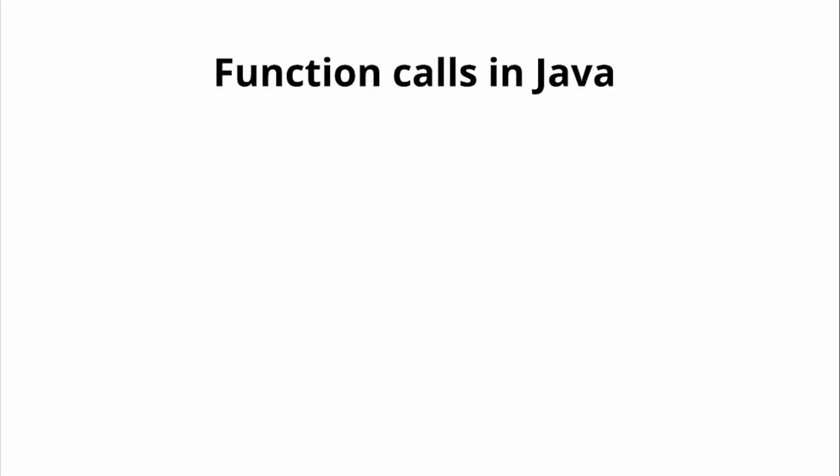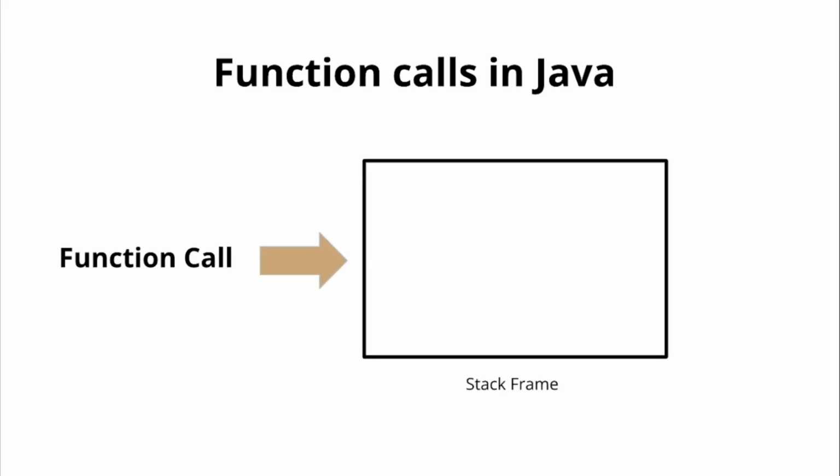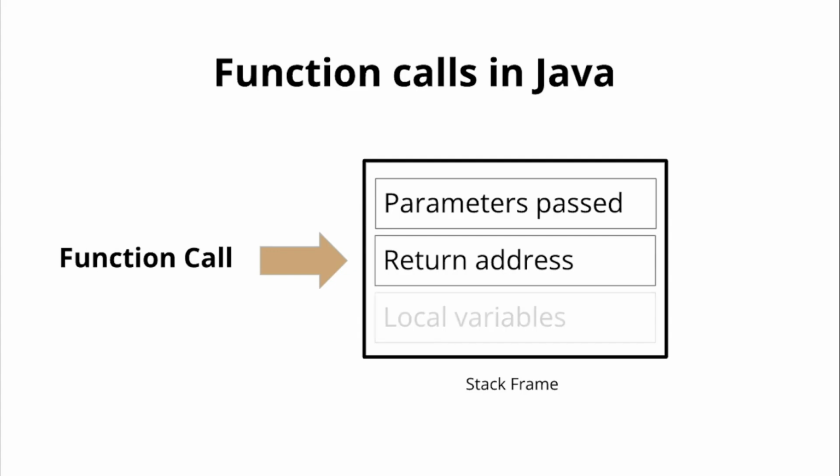When it comes to function calls in Java, each function call creates a new stack frame. This stack frame contains the necessary information to perform the function call, such as the parameter passed to the function, the return address, and the local variables. The stack frame is pushed onto the stack when the function call is made, and it is popped from the stack when the function returns.